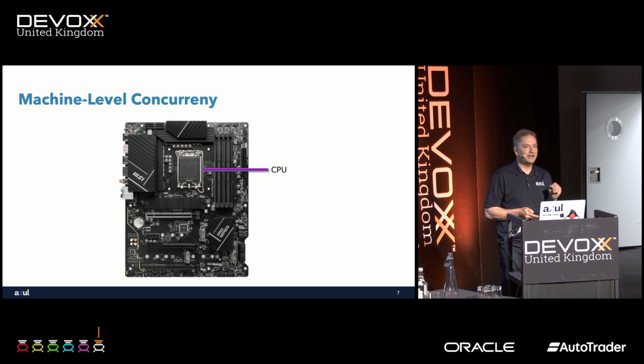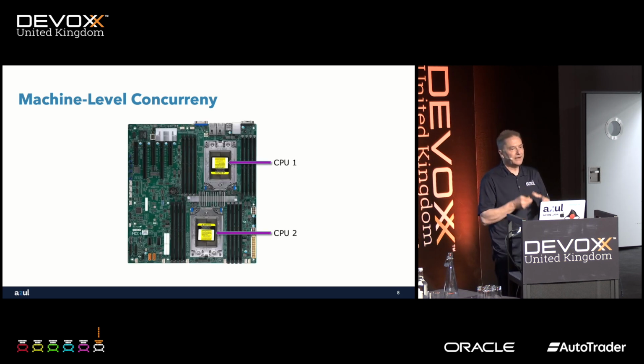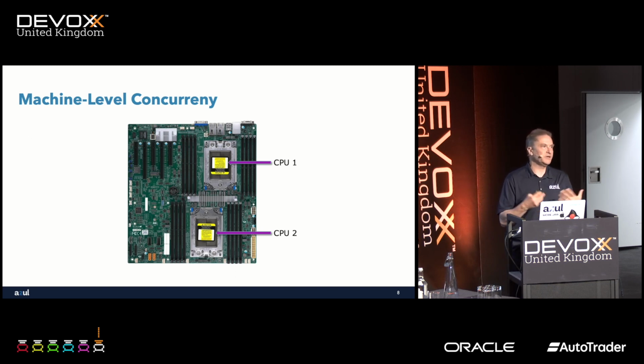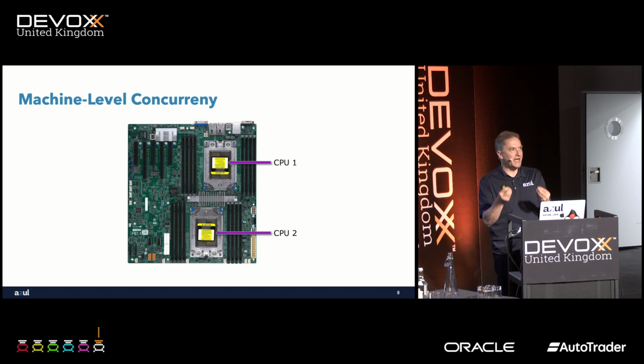Now, clearly we can take that to the next level and we can say, right, let's put more than one CPU in the machine, and then we can have both concurrency and parallelism. We can do things concurrently by time sharing our processes, and because we've got more than one CPU, we can actually execute more than one sequence of instructions at the same time. So we have both concurrency and parallelism at the machine level.